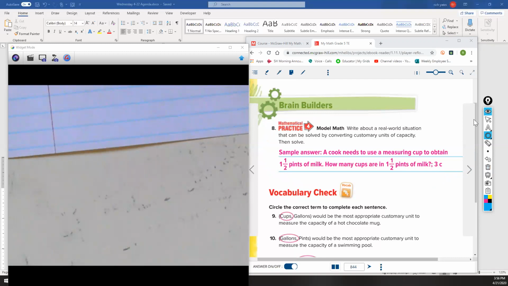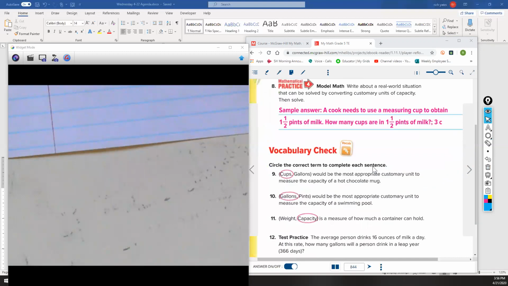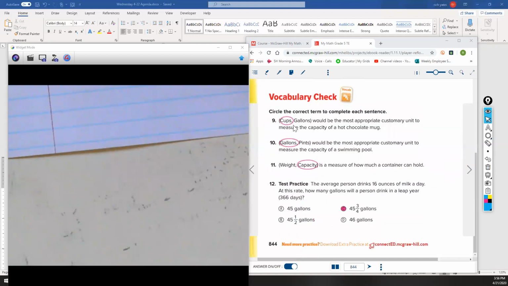We're going to move on. Vocabulary check. Make sure you finish these answer sentences out. Cups would be the most appropriate customary unit to measure the capacity of a hot chocolate mug, because a cup is like Mr. H's teacup. It's about that size.